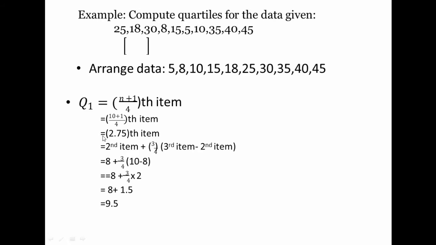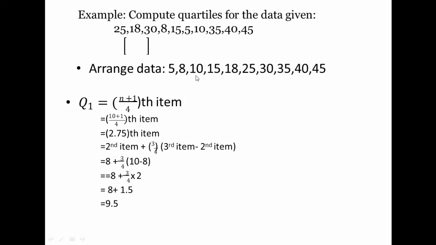So first of all, find Q1. Q1 is equal to the (n plus 1) divided by 4 item. This is the position of Q1. Q1 means the number which represents the first part of the data. So there are 10 numbers. 10 plus 1 divided by 4 is equal to 2.75. And 2.75 means the second item plus 3 by 4 into the third item minus the second item.